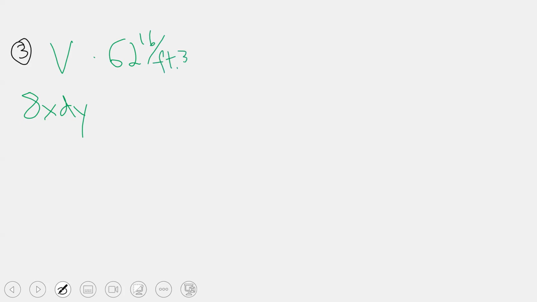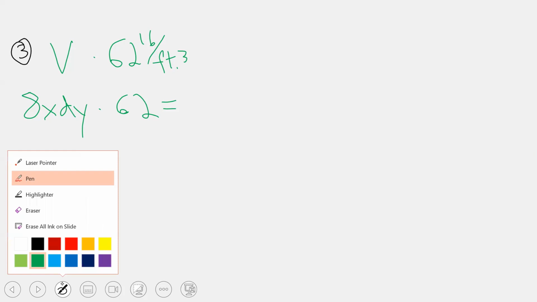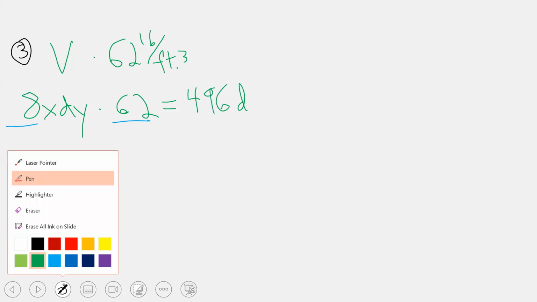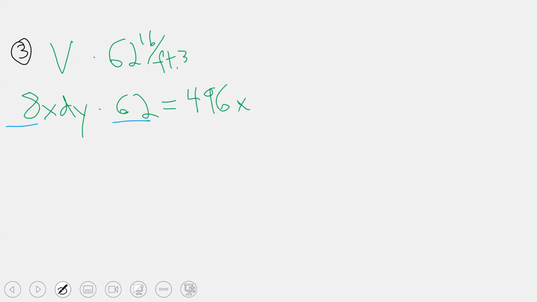I don't actually expect you to know that number off the top of your head. So I'm going to take our volume here and multiply it by that. And so what we end up with is, if we do 8x dy by 62, all we can multiply here are the two numbers because the other things are variables. And so when we do that, we end up with 496x times dy.